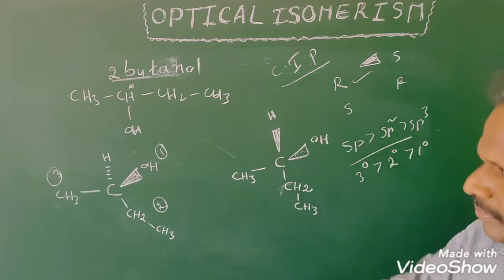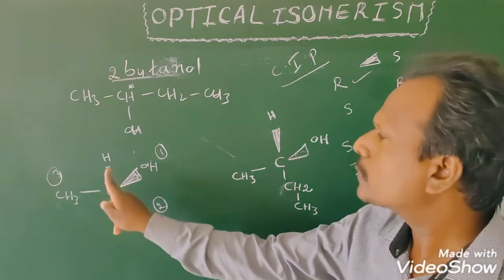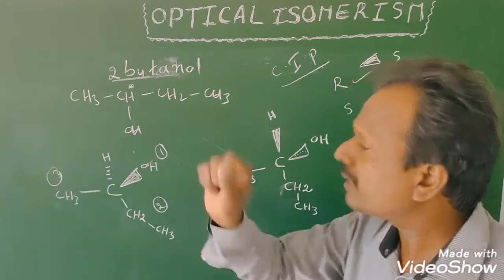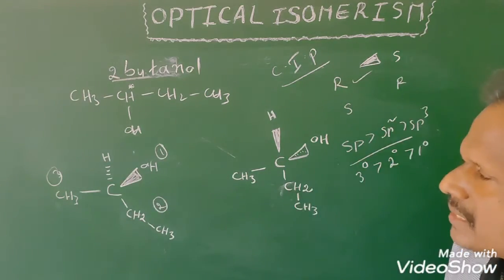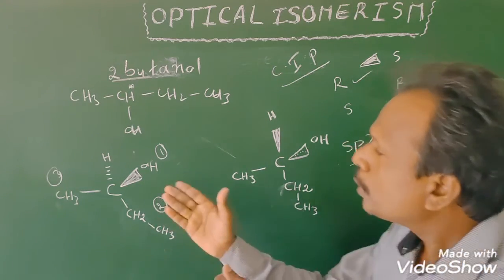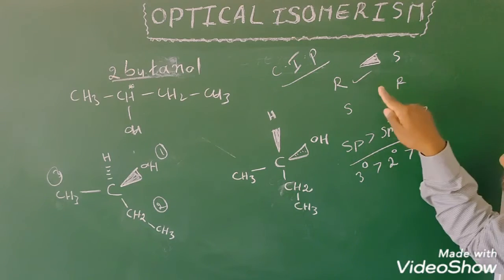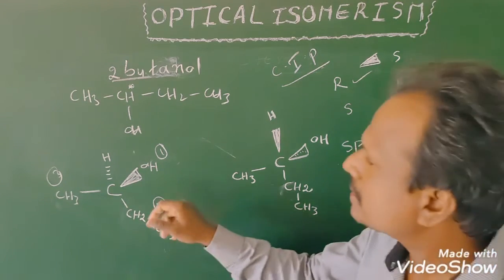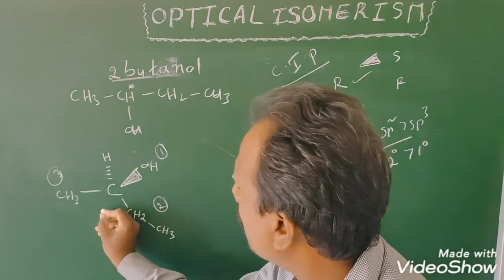I repeat the same. In the wedge-dash projection of an optical isomer, if the small group is below the plane, then for clockwise orientation the chirality is R, and for anti-clockwise orientation, S. If the small group is above the plane, that means with a thick wedge, for clockwise the chirality is S, and for anti-clockwise the chirality is R. So what is the chirality of this chiral carbon? 1, 2, 3 are clockwise, so the chirality of this chiral carbon is R.